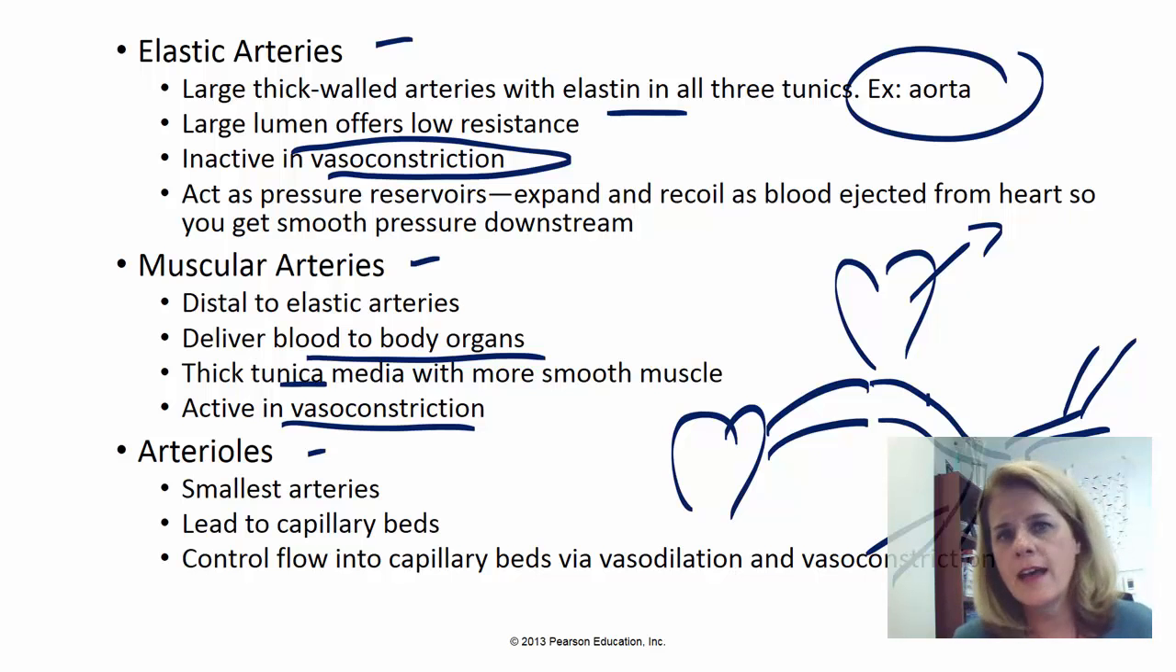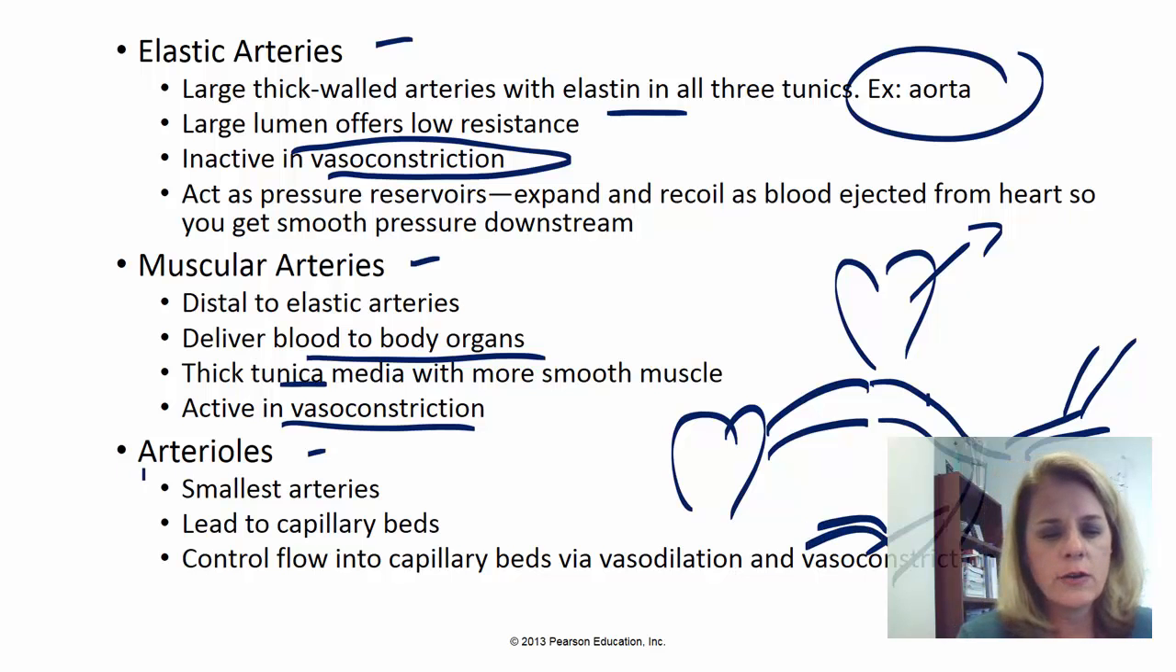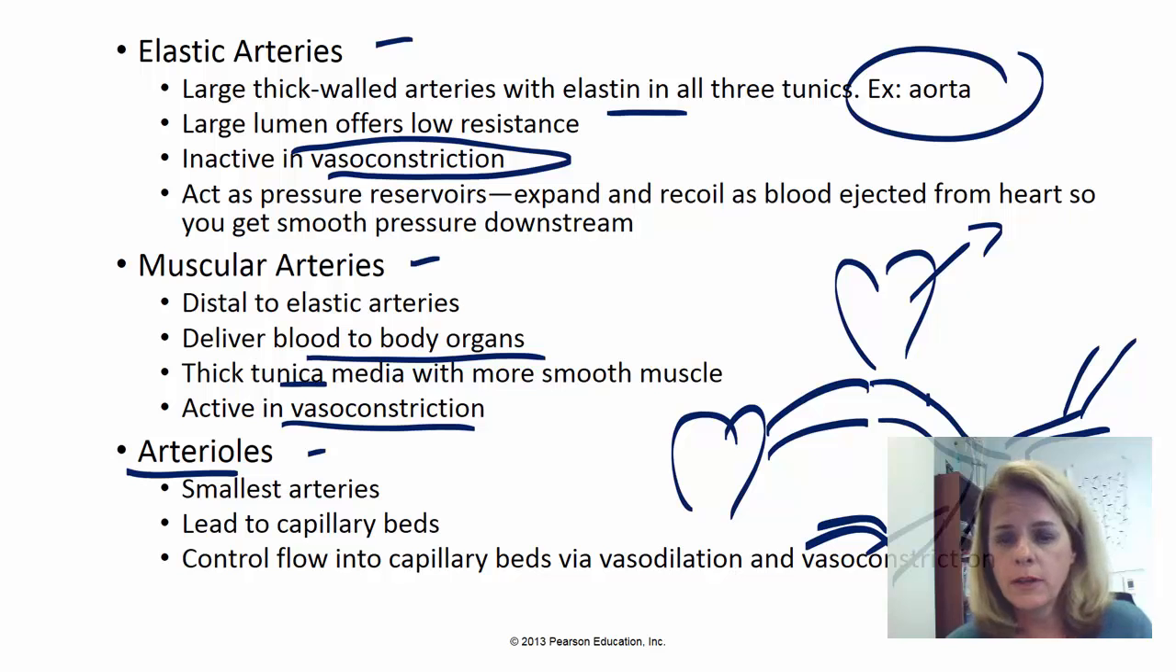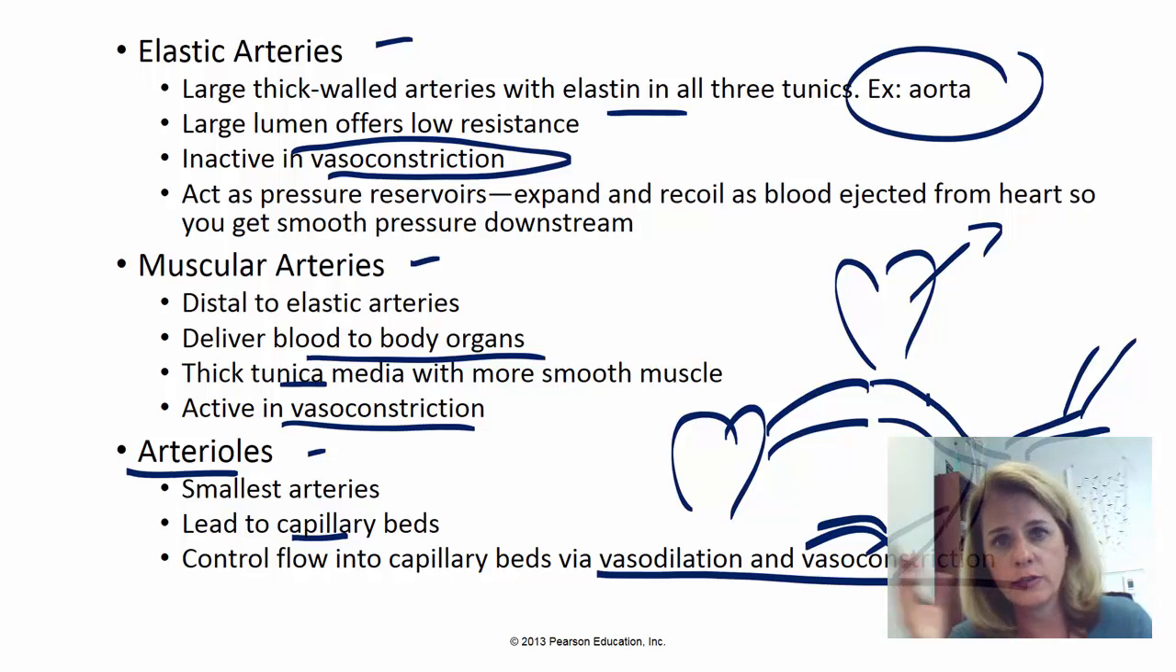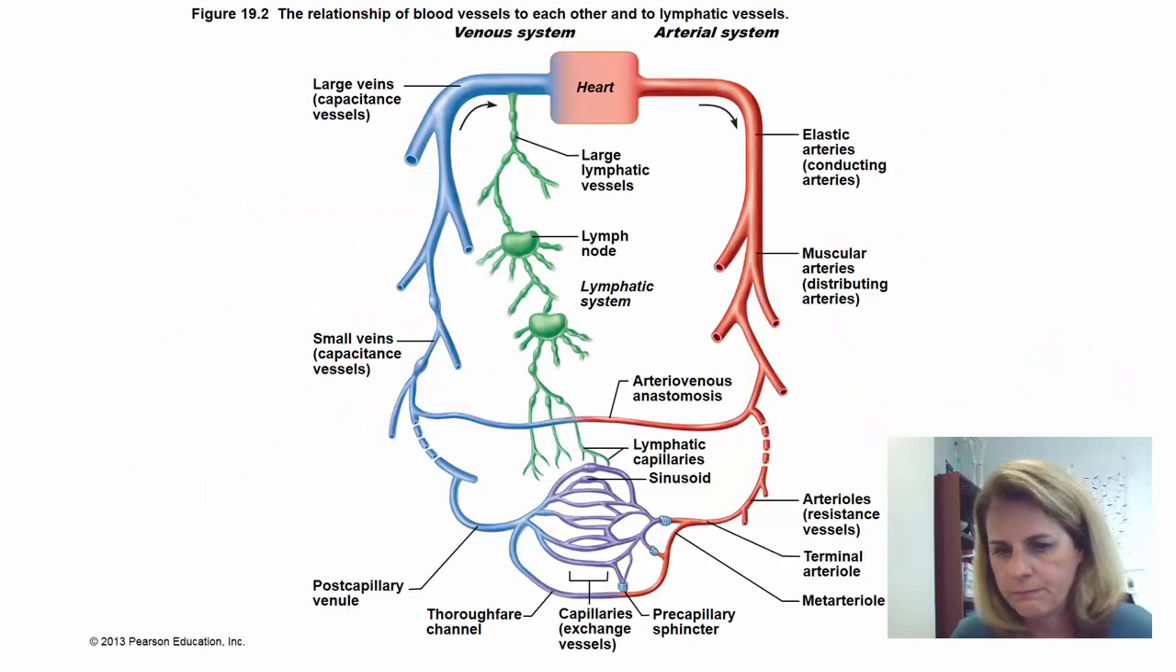Now, kind of the last step before you get to the capillary bed, these are going to branch again into arterioles. They're the smallest arteries, and they go directly to the capillary beds. And they will control how much blood goes in and out of capillary beds by vasodilating and vasoconstricting. So they're very vasoactive. For example, if you're hot, your skin flushes, that's the arterioles opening up and allowing a lot of blood to go to the capillaries so that you can dissipate heat.